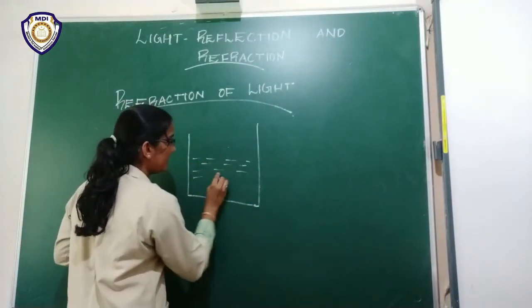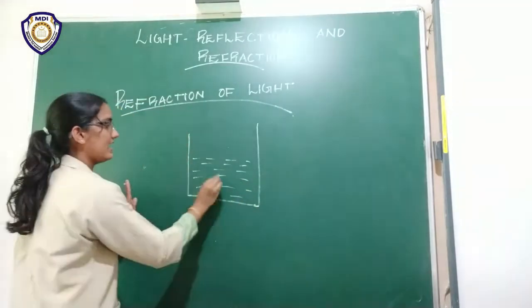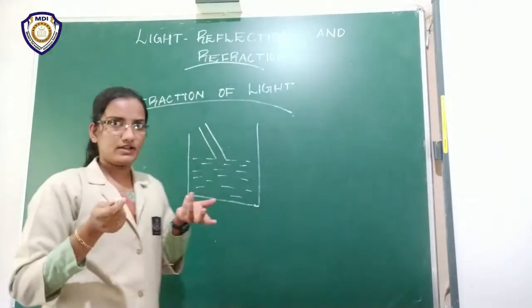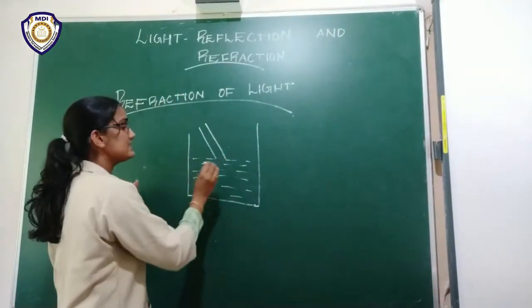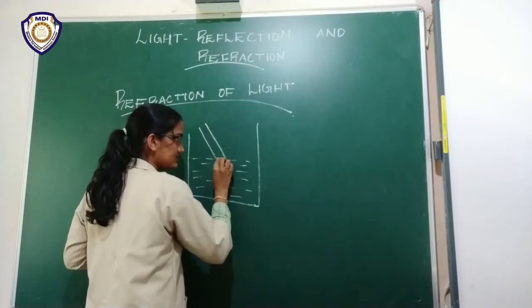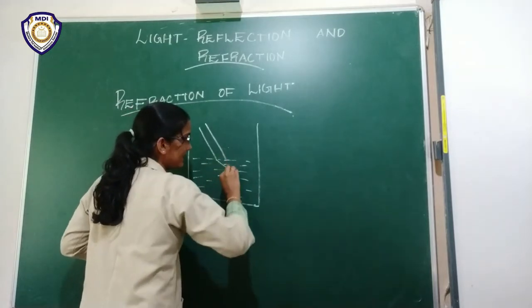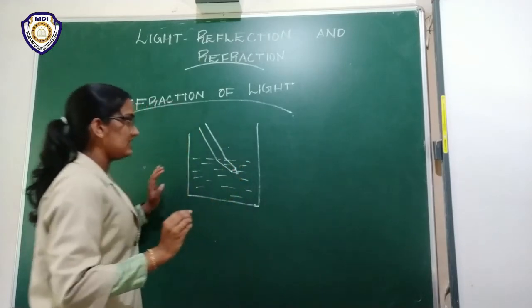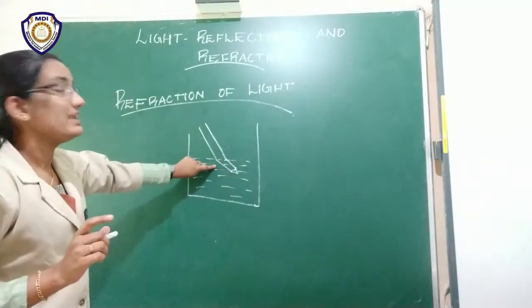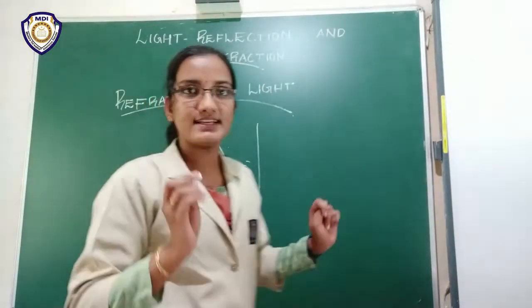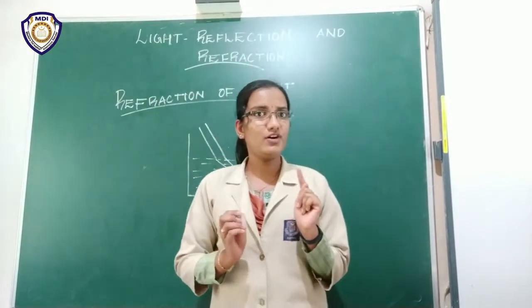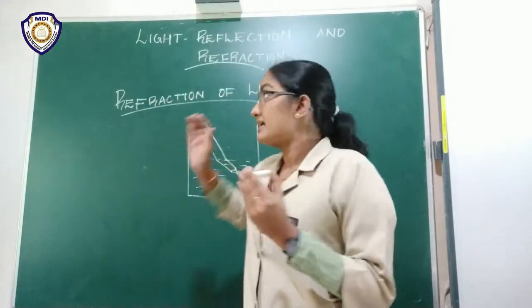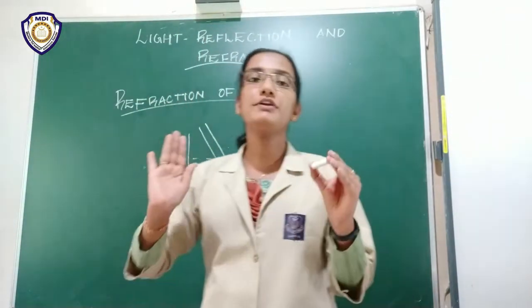A glass tumbler is filled with water. A pencil, our writing pencil, is partially immersed in this water. There is a change in the direction of the pencil. We can see the pencil looks like this. What was the reason? Do you know? Let me discuss the reason behind this phenomenon.